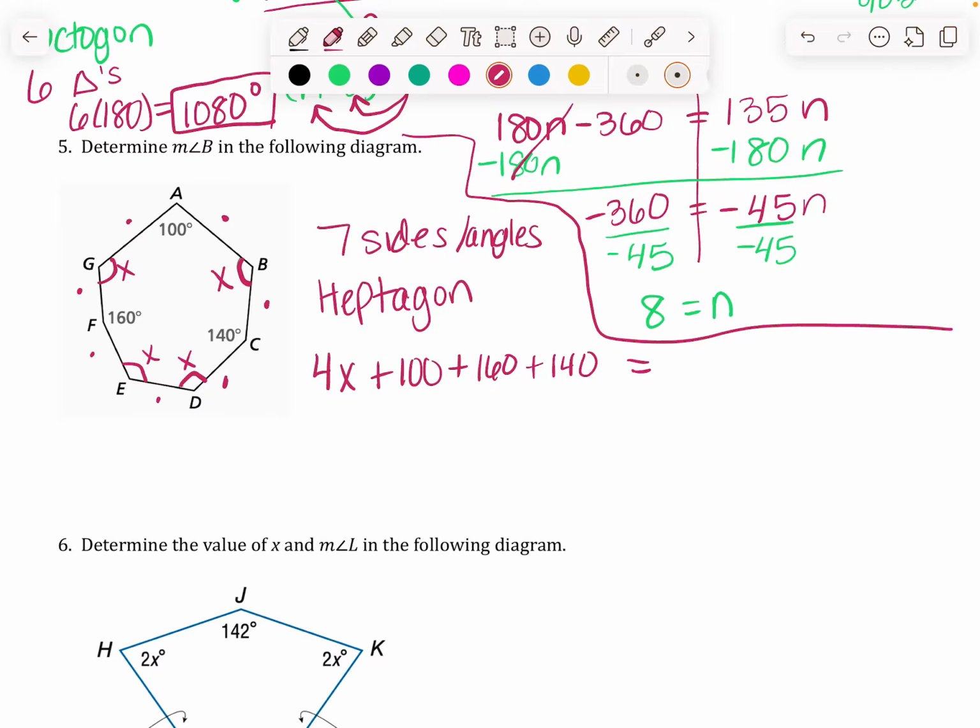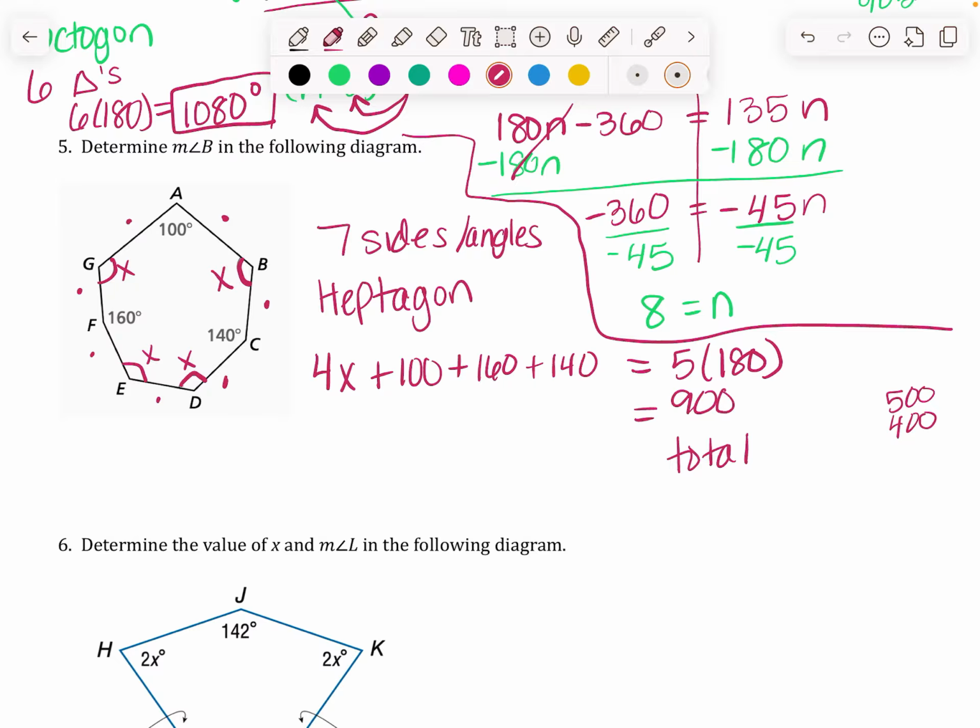Remember, to figure out the total, we need to take the number of triangles that are made inside this shape. So if there's 7 sides, 7 minus 2 is going to be 5 triangles times 180 degrees. That means that the total sum of these angles is going to equal, let's see, 5 times 180 is 900. It's going to equal a total of 900 degrees altogether.